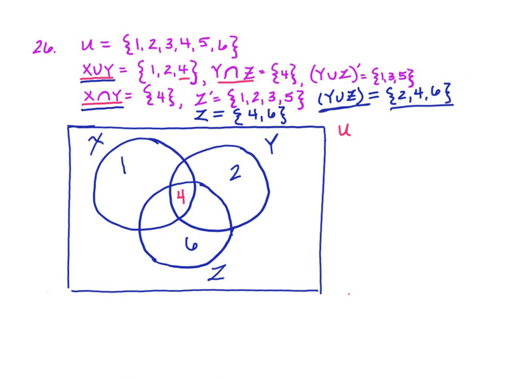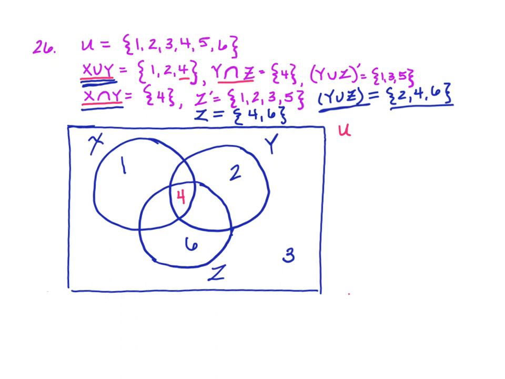Now, what about 3 and 5? Well, 3 clearly is not in X, Y, or Z. I already know what's in Z for sure, and 3's not there. I know what's in X or Y, and 3 isn't there. So that means 3 isn't in any of our subsets, so it can be in the universal set. So I'll just stick it outside in the square, but not in any of the circles.